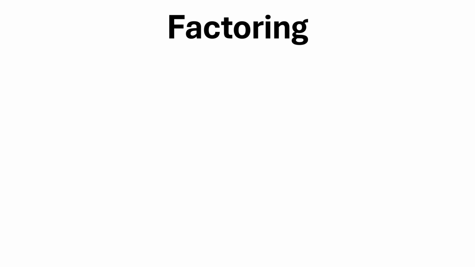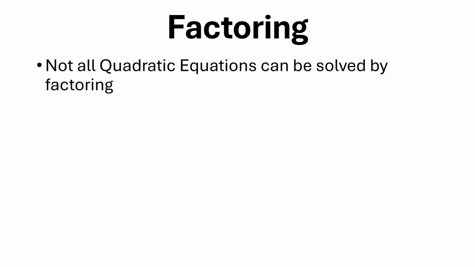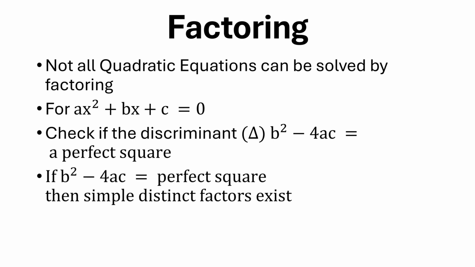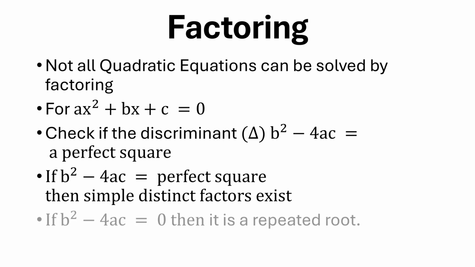It is important to note that not all quadratics can be solved by factoring because simple factors may not exist. So, when does this work? For the equation ax squared plus bx plus c equals 0, we can solve by factoring when the discriminant b squared minus 4ac is equal to a perfect square. If b squared minus 4ac equals a perfect square, then simple factors exist. If b squared minus 4ac equals 0, then the quadratic may or may not be solvable by factorization. It will be a repeated root, but that can sometimes be irrational.